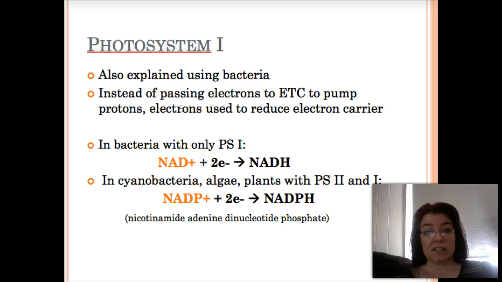Remember, in photosynthesis, this electron carrier molecule is a little bit different. It's not NAD, the molecule that we saw previously in mitochondria and cellular respiration. Instead, it's NADP+. Now, there are still some bacteria on the planet who use NAD as their electron carrier, but most of the cyanobacteria, the algae, and the green plants on the planet use this molecule, NADP+. And when it accepts electrons, when it gains electrons and gets reduced, it becomes NADPH.